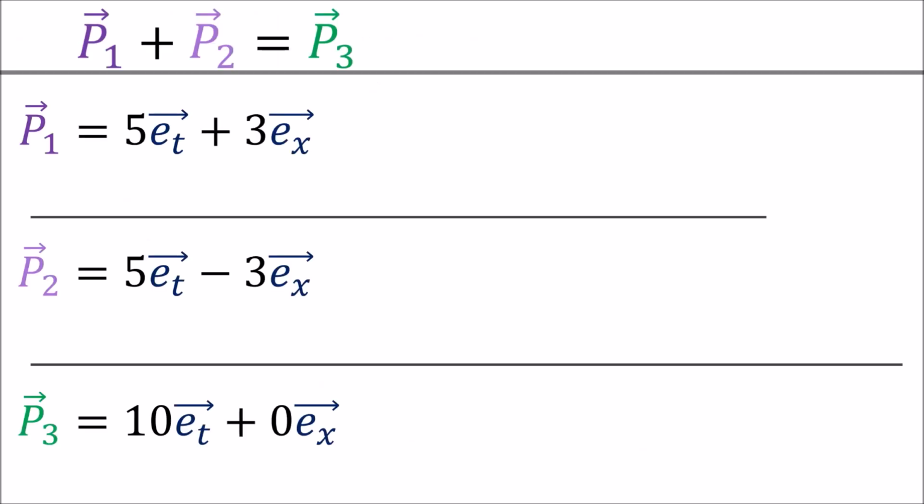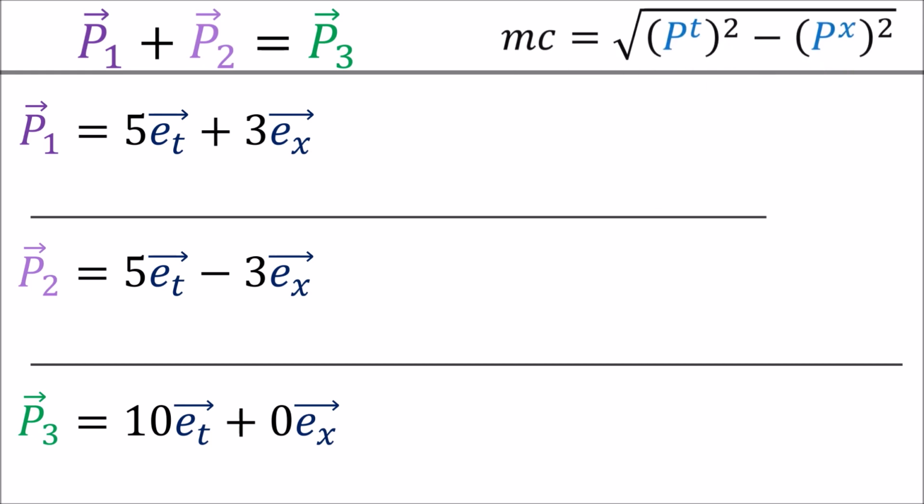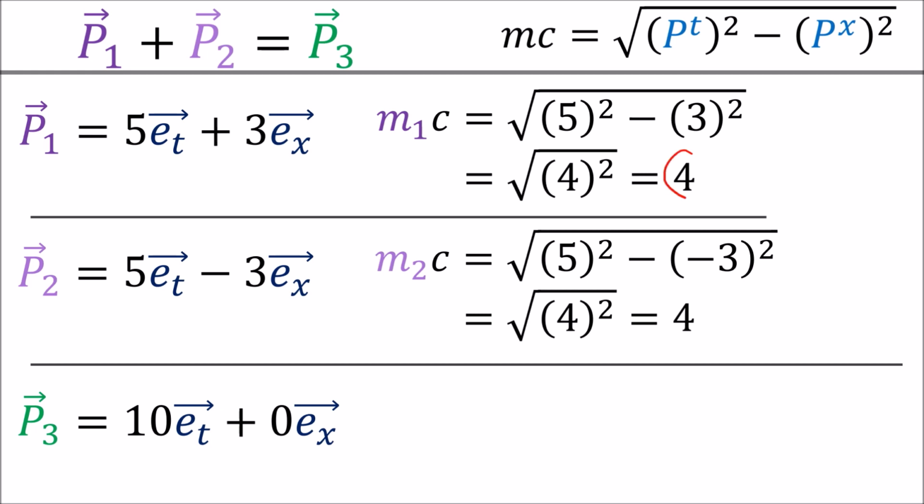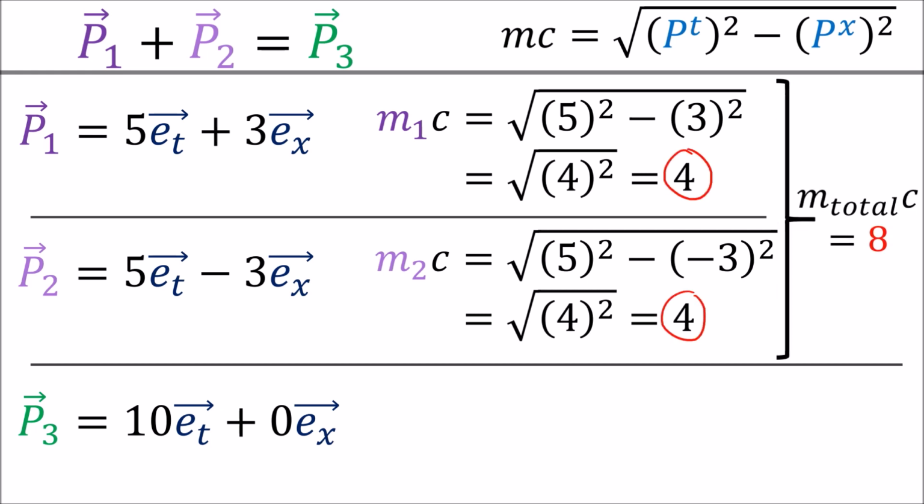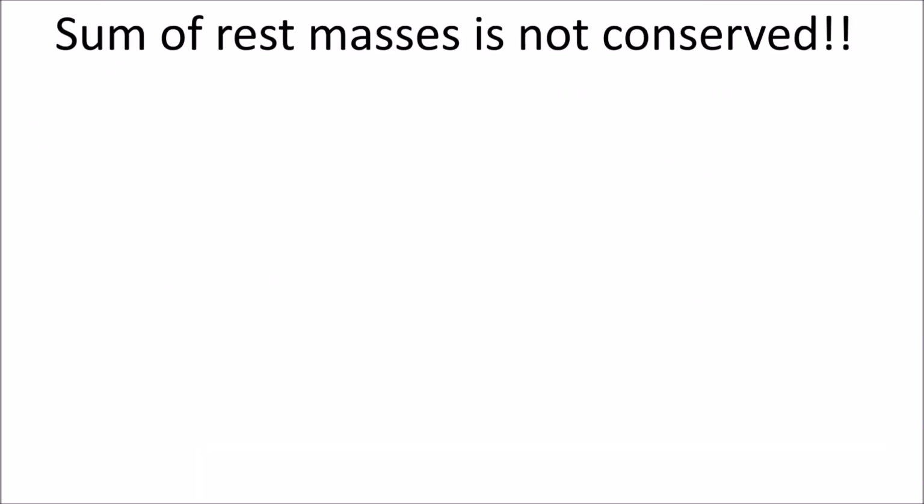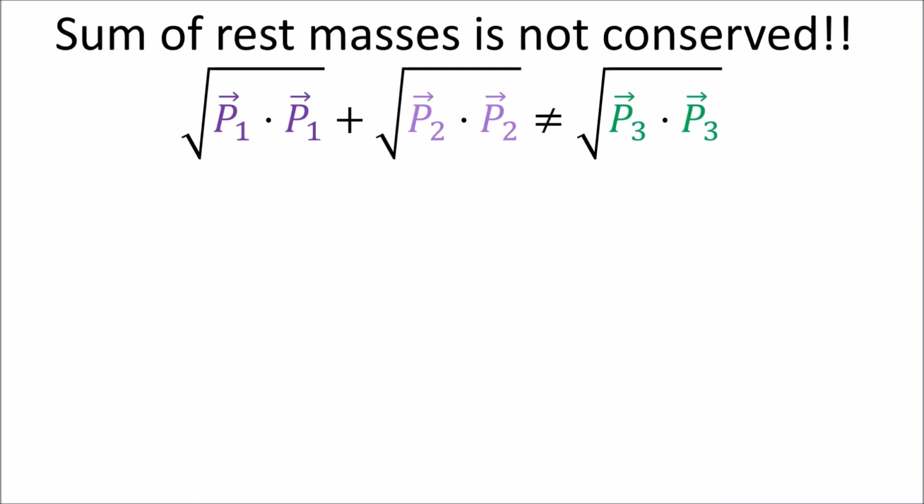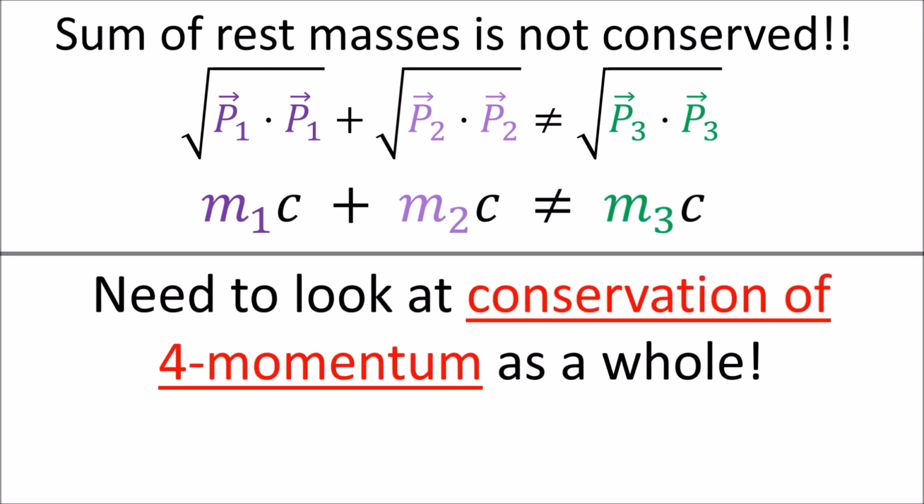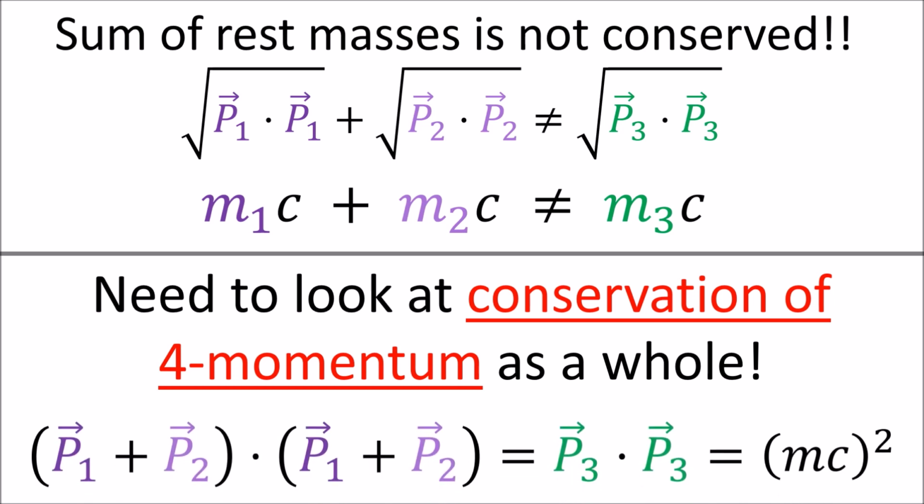Interestingly, if we calculate the mass of each of these objects using the mass-energy-momentum relation, the total mass of the objects before the collision is 4 plus 4 equals 8 mass units, but the mass of the particle after the collision is 10 mass units. This shows us that in special relativity, the rest masses of individual objects is not a conserved quantity before and after collisions. We need to remember to look at conservation of four momentum as a whole instead, not just conservation of individual rest masses.